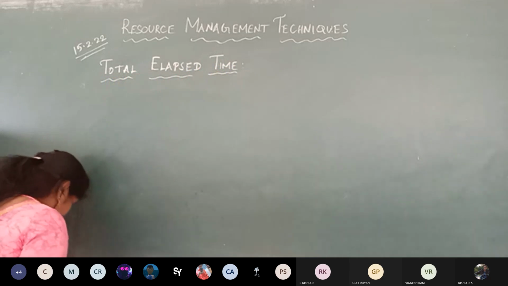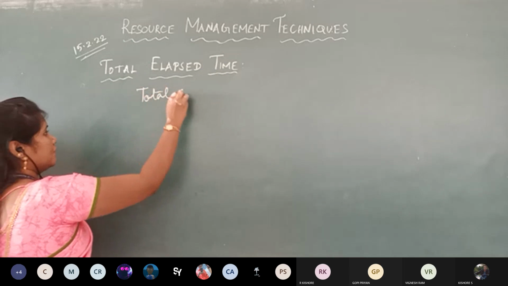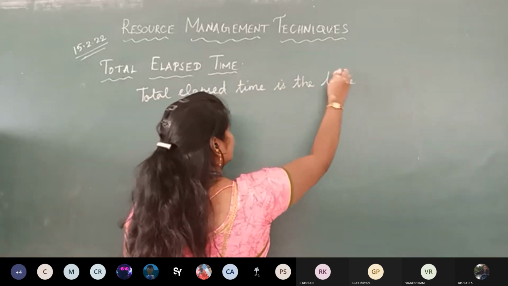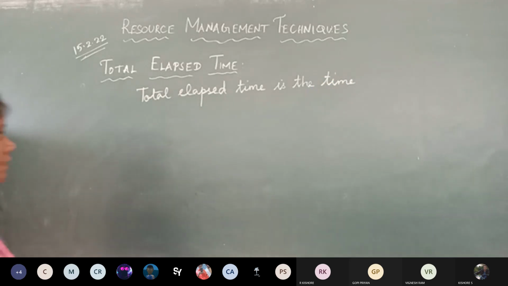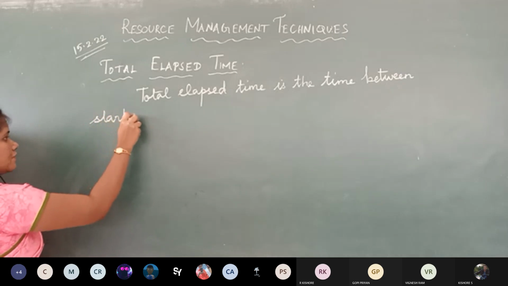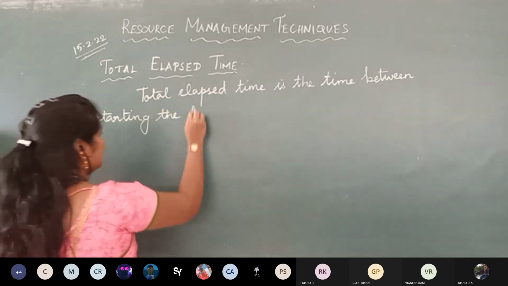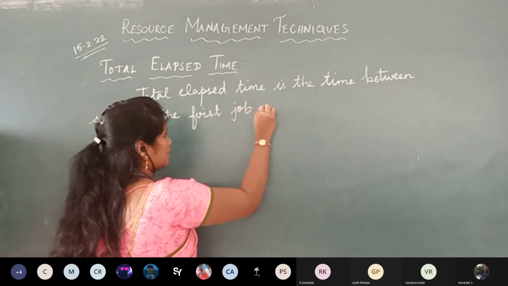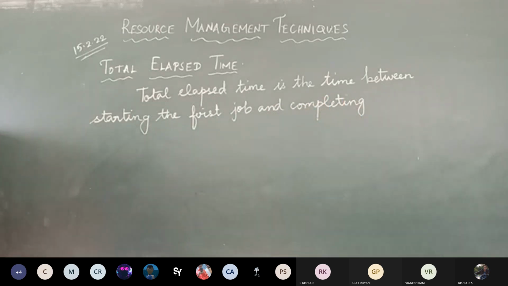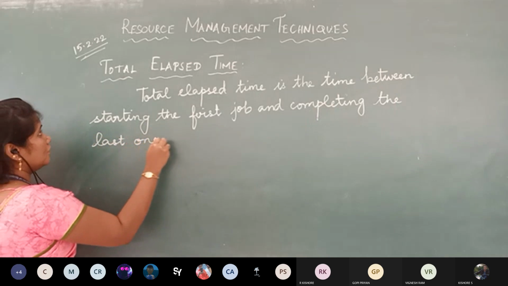Total elapsed time. Your total elapsed time is the time between starting the first job and completing the last one. So that is your total elapsed time.